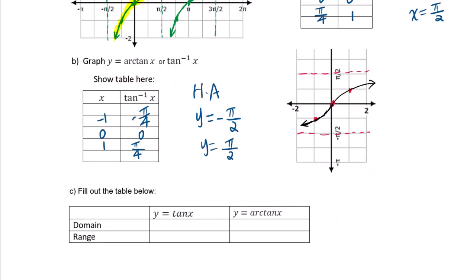Now let's sketch the graph like this. Let's fill out the table below. Domain for y equals tangent x is x not equal to pi over 2 plus k pi, k is an integer. Range is from negative infinity to infinity. For inverse tangent x, domain is all real numbers. Range is from negative pi over 2 to pi over 2.